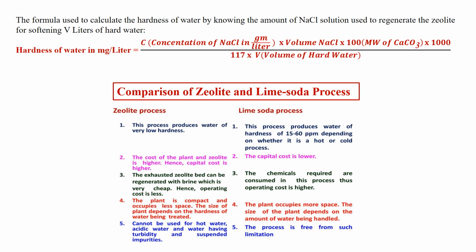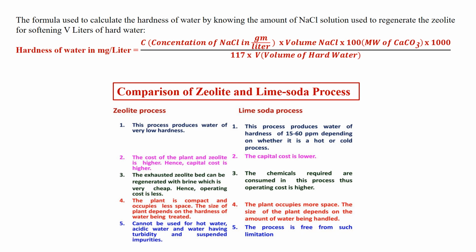The exhausted zeolite bed can be regenerated with brine solution, that is the solution of NaCl, which is very cheap, hence the operating cost of the zeolite softener is less. In lime soda process, chemicals are required and they are consumed in the process, thus the operating cost is high.